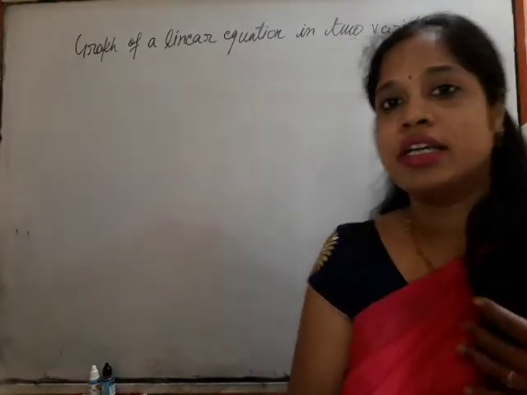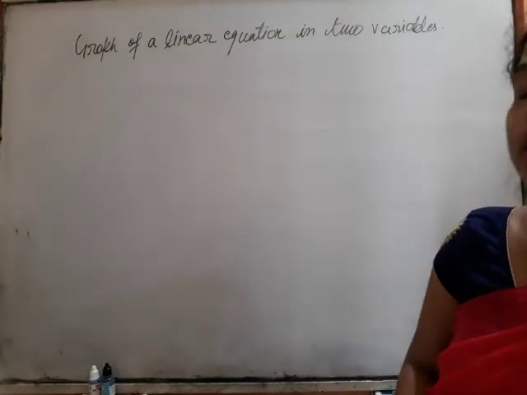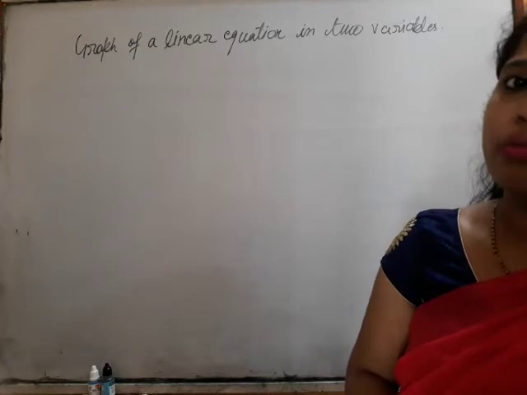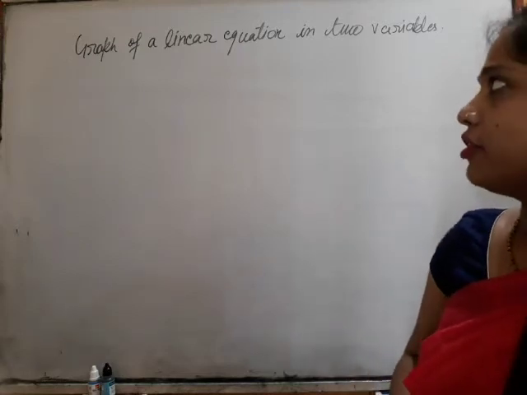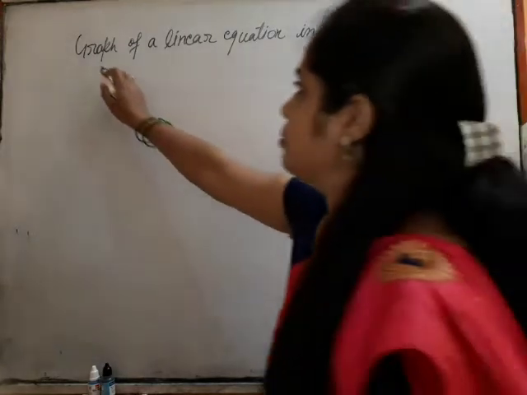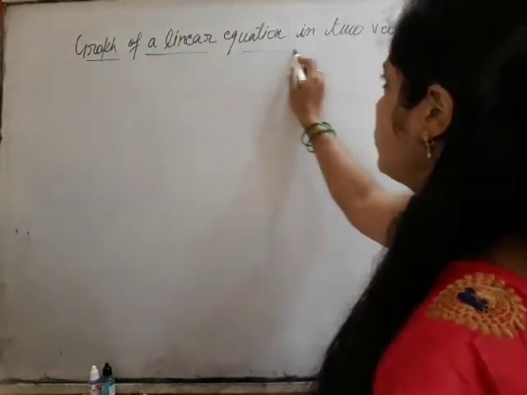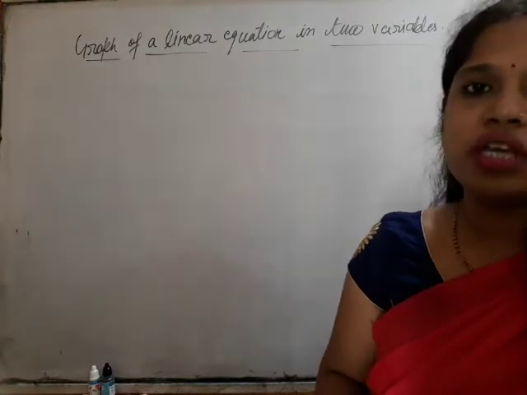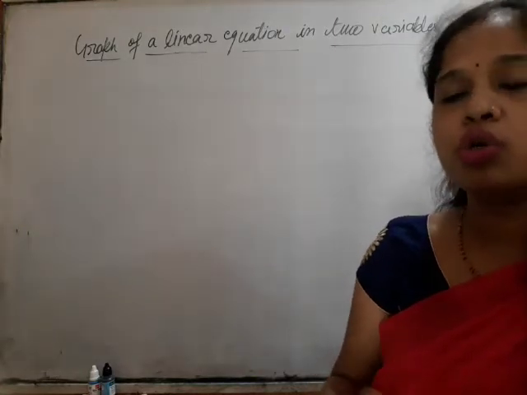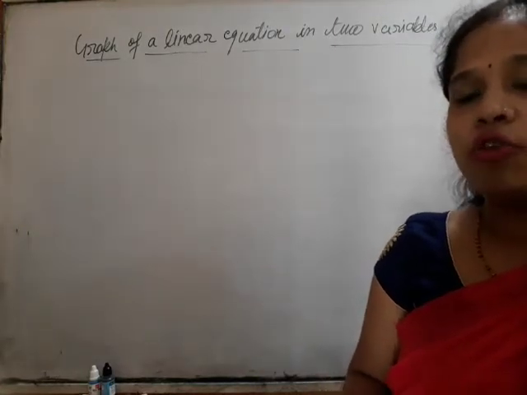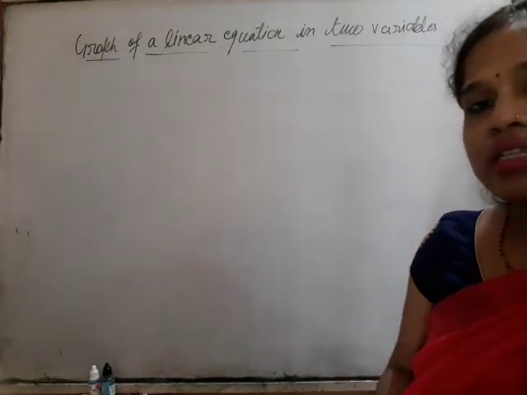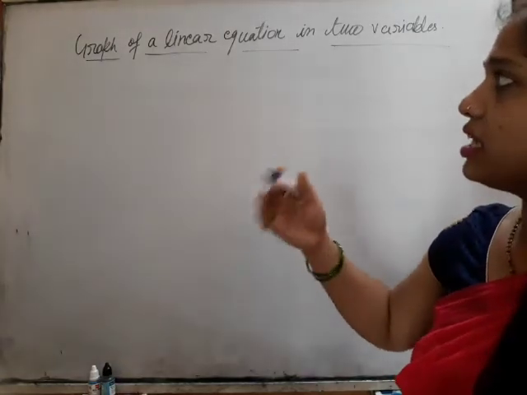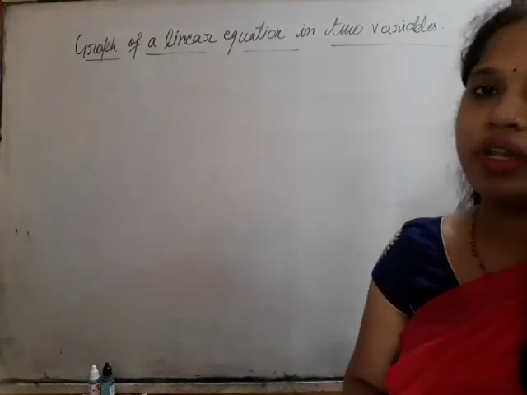Hello students, today we will deal with the next topic of our chapter 4, linear equations in two variables, and the topic is graph of a linear equation in two variables. The examples given are similar to the questions in exercise 4.3. We will discuss that exercise and you will be able to understand how to make the graph of a linear equation in two variables.